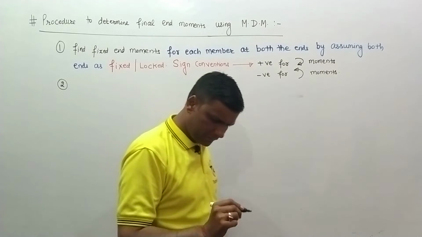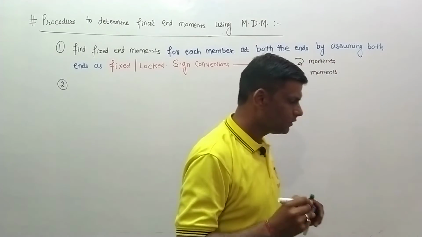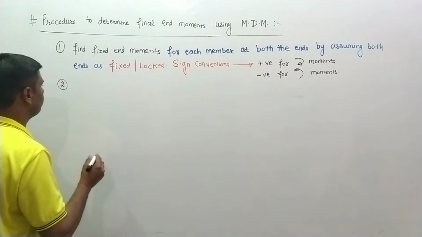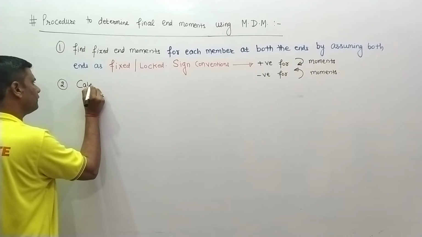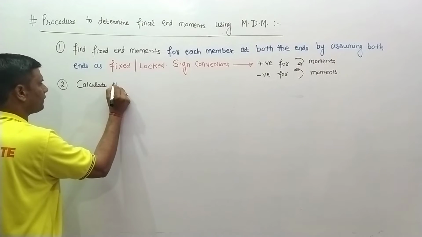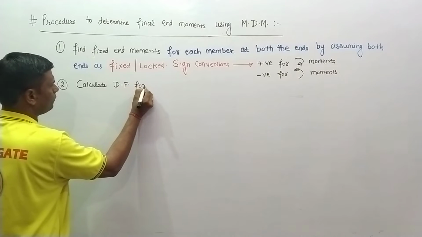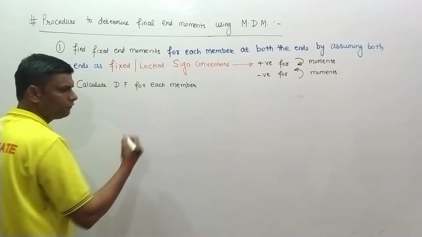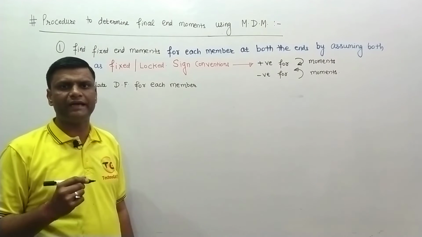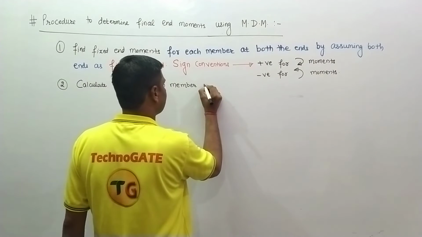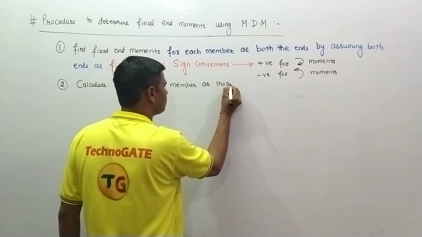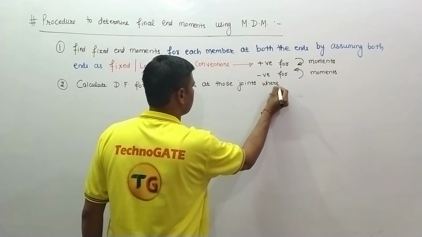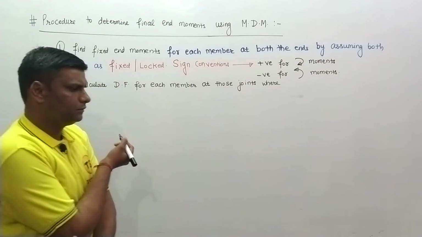We have to calculate the distribution factor for each member at those joints where more than one member meets.